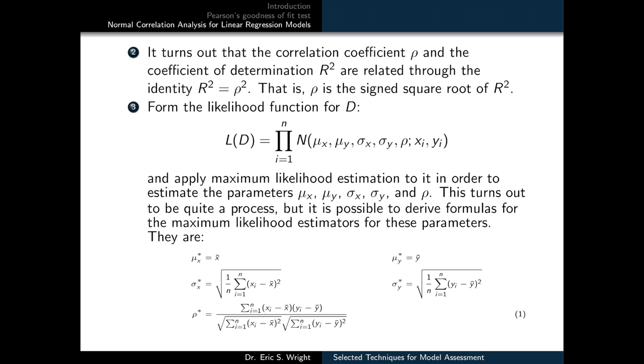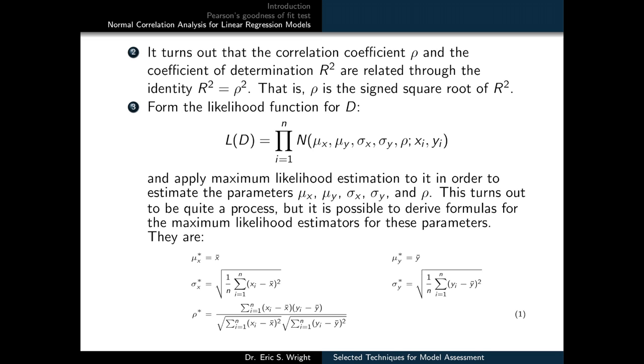Next, we'll form the likelihood function for our data set D. We do this by applying the bivariate normal distribution to each coordinate pair in our data set, and then forming the product of those results. We'll then apply maximum likelihood estimation to this likelihood function in order to estimate the parameters mu sub x, mu sub y, sigma sub x, sigma sub y, and rho.